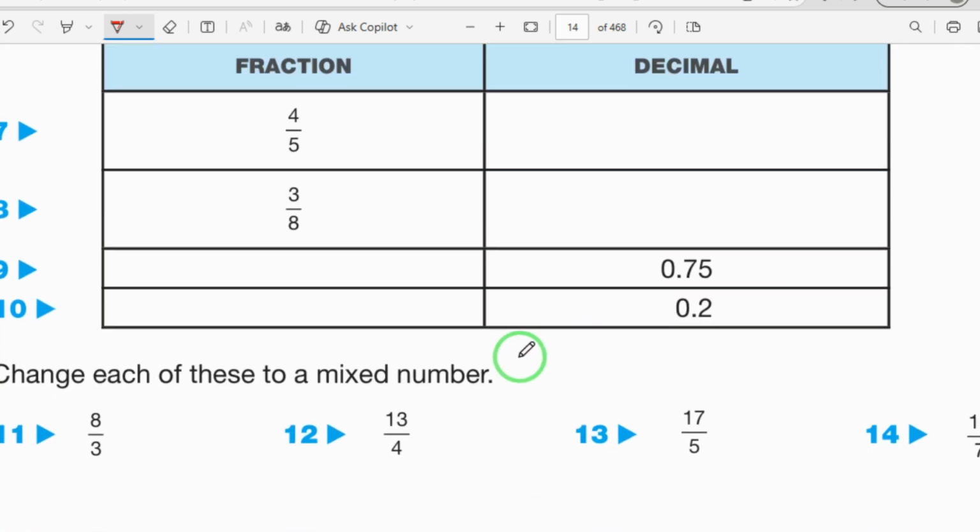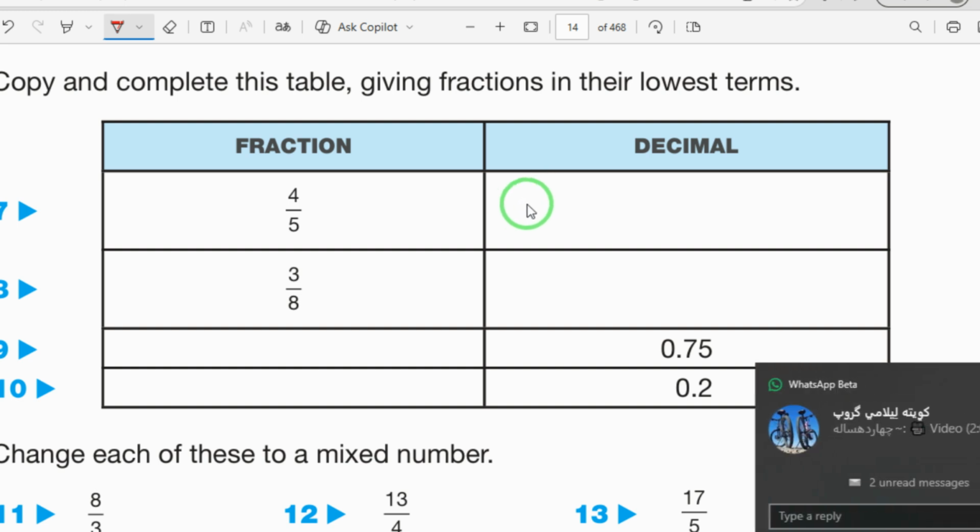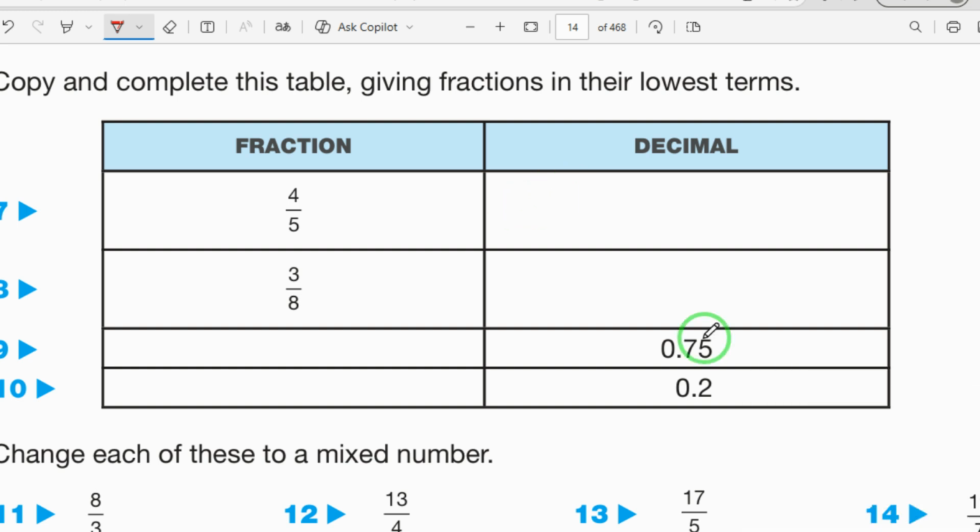Now we come to this table. Copy and complete this table, giving each fraction in its lowest terms. How can we simplify or solve? Here we have a fraction. To convert a fraction, we have 4 over 5. We have different methods to convert this fraction to a decimal.